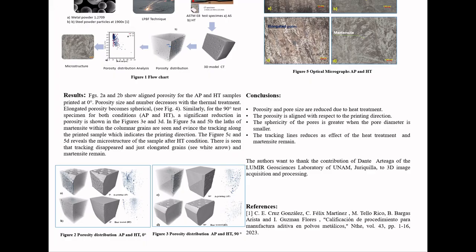Conclusions: porosity and pore size are reduced due to the heat treatment. The porosity is aligned with respect to the printing direction. The sphericity of the pores is greater when the pore diameter is smaller. The tracking lines are reduced as an effect of the heat treatment, and martensite remains.